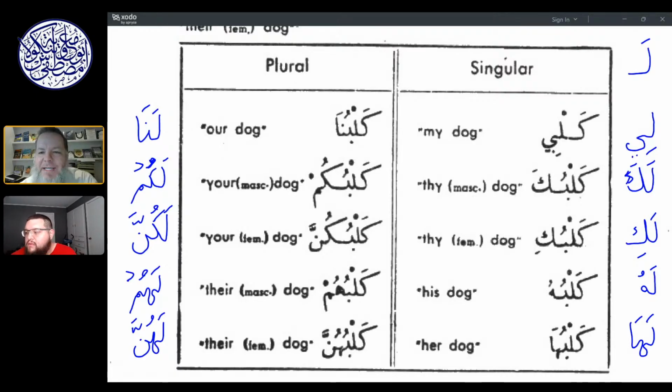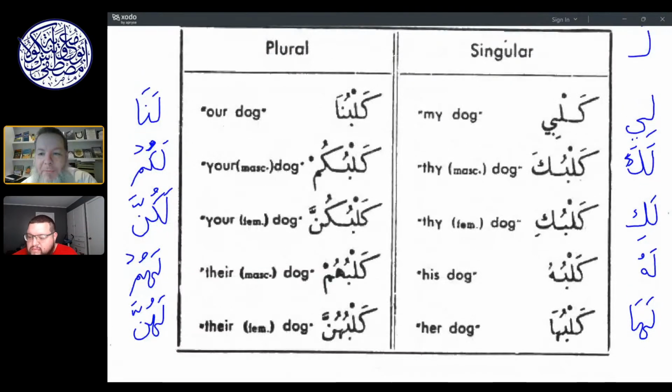So we say kelb is dog. I can say kelbi, my dog. How your dog to a male, kelbuka. To a female, kelbuki. To a male, a third person, kelbuhu. To a female third person, kelbuha. Our dog, kelbuna. Kelbukum, kelbukunna, kelbuhum, kelbuhunna. Exactly. That's our chart.